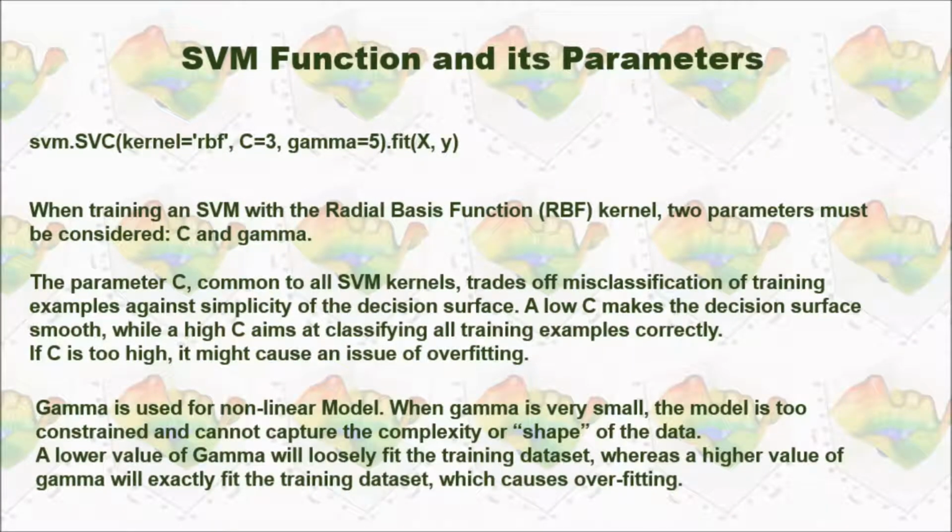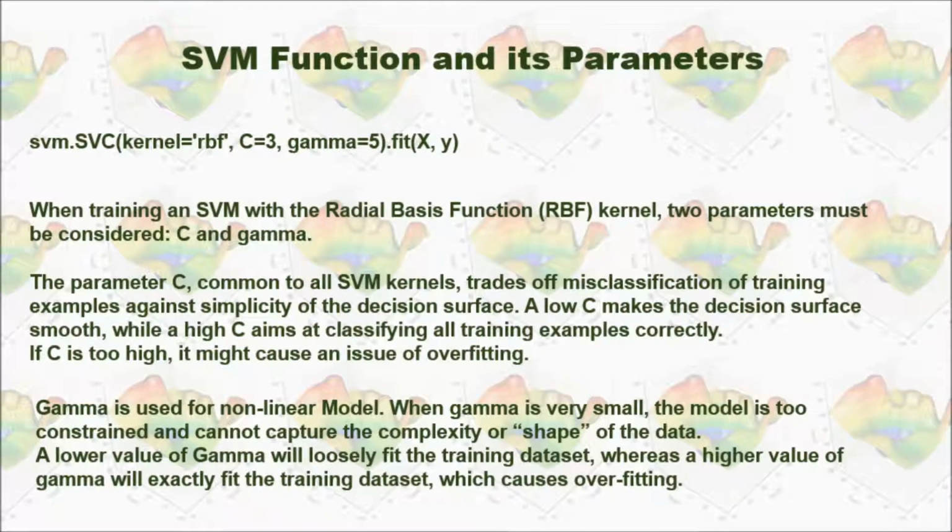Then what is gamma? Gamma is used for nonlinear models. So if we use a linear kernel in the SVM function, gamma doesn't do anything. When gamma is small, a low value of gamma will loosely fit the training dataset. When gamma is very high, it will try to fit the training dataset exactly. So in that case, it might cause overfitting.